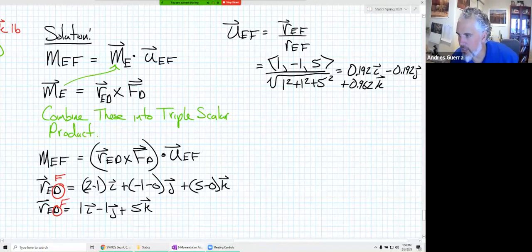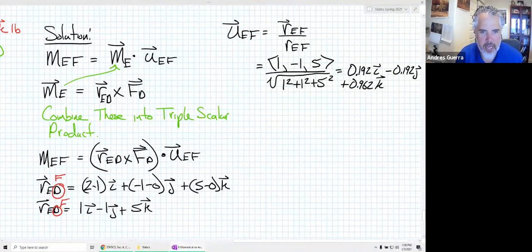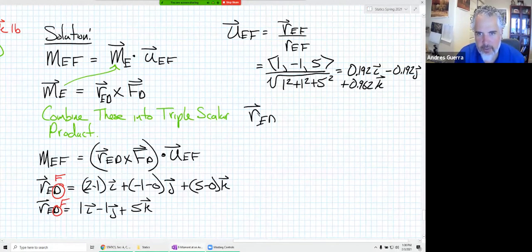Okay, and then does that answer? Yeah, point D, not F. I saw some stuff in the chat there. Does that make sense what I did there? I just found the position vector from E to F, which we needed anyways, and then we found the unit vector. Okay, and now we can go back to what I was trying to do originally, which was to find the position vector from E to D, which would be the coordinates of D minus the coordinates of E.